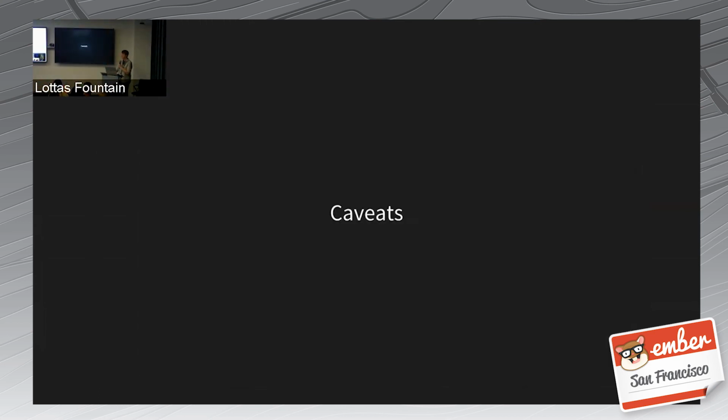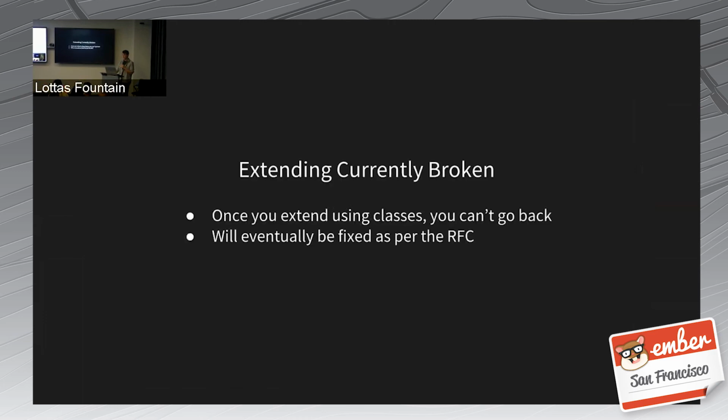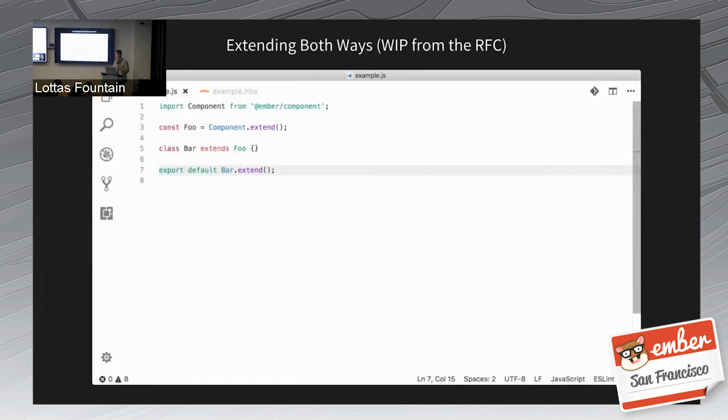Okay, so what are some of the remaining caveats of using classes today? First off, extending is currently broken in the sense that once you start using classes to extend Ember classes, you can't go back. It's only ES classes from that point on. That's eventually going to be fixed per the RFC, and this is what it will look like when it is fixed. So you'll be able to have a foo component, extend it using a class, and extend that class back using .extends. But for now, that does not work at all. So if you're going to adopt it, you're going to have to go all in, or at least from that point down in the class subtree.